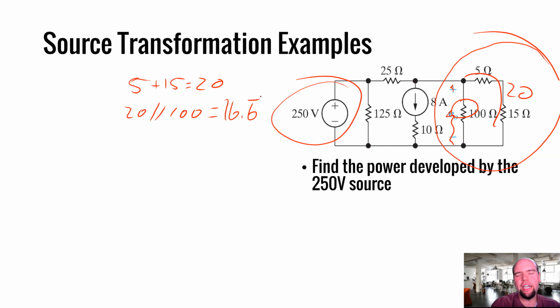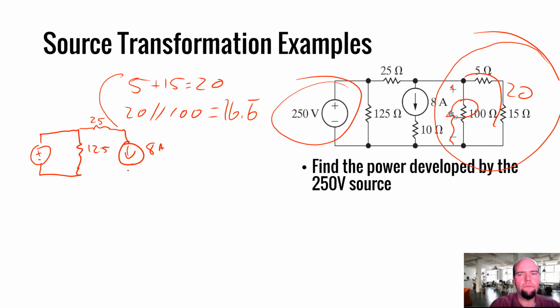Let's go ahead and redraw this circuit. Usually on a quiz or a test, I'll tell you to redraw the circuit at major intermediate points. So we combined all the resistors we could, we showed our math for combining them, and we redraw the circuit.